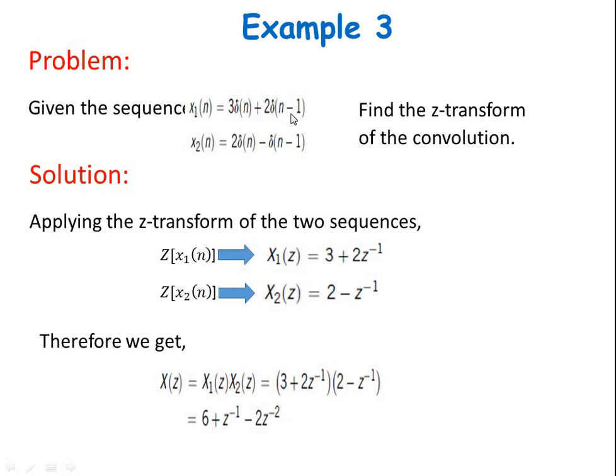It looks like a time shifting property. The Z transform for del of n is 1, and it has been advanced by one sample. So the formula is Z power of minus 1 into 1. So 2 del Z inverse into 1. This is the Z transform of this first sequence.